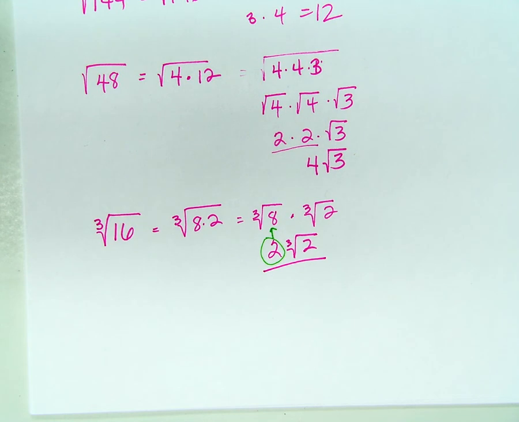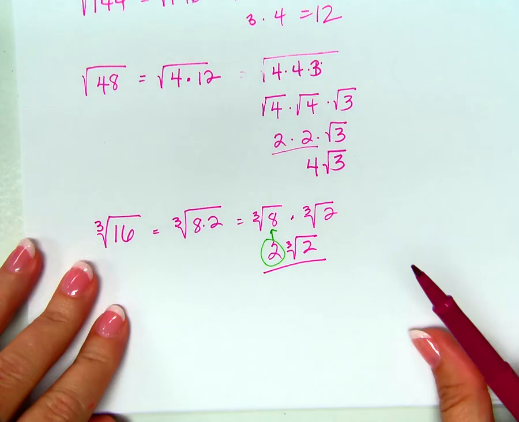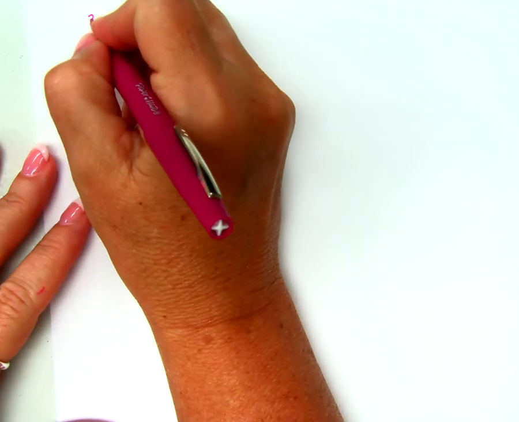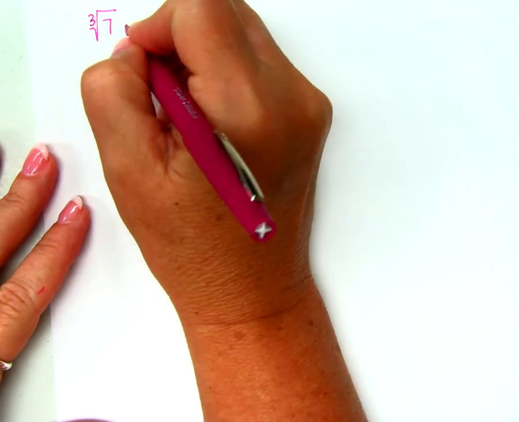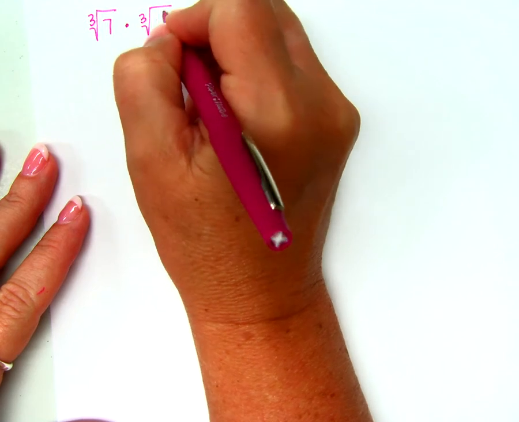What do you think? Okay so far? Okay, now here is the really hard part. Because a question will ask you, well, what is the cube root of 7 times the cube root of 5?